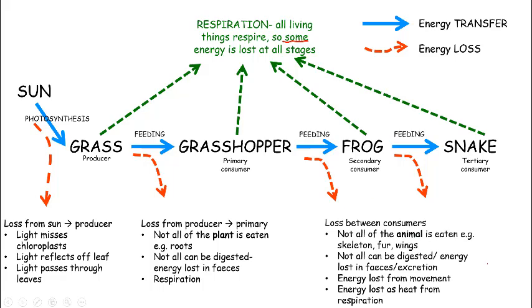Now, this part, we can actually group the energy losses from the primary to the secondary and from the secondary to the tertiary together. The reason why energy is lost in these stages is because not all of the animal is eaten, for example, the skeleton, the fur, and the wings. Not all of it can be digested, so energy is lost in feces or in excretion. Those all count as the same thing. Energy is also lost in movement from each of the organisms, and energy is lost in heat from respiration.